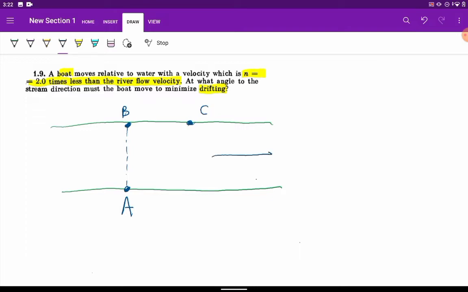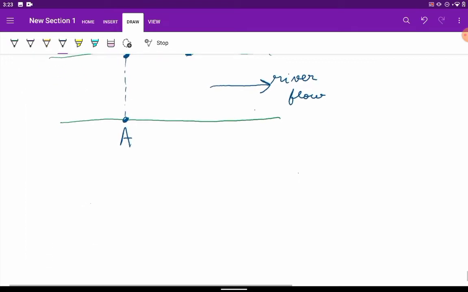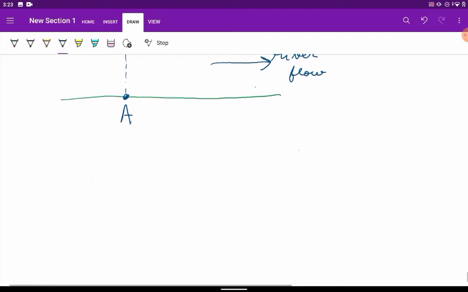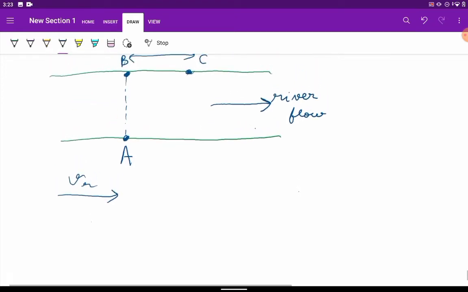So let's say the river is flowing in this direction. Okay, so this is the river flow. We need to find such an angle. Let's call it phi, not theta, at which the boat needs to be headed such that this distance BC is minimized. This is basically the drift. Drift is BC, so we need to minimize that. So how do we do that? So we assume that this is VR, the river flow velocity.